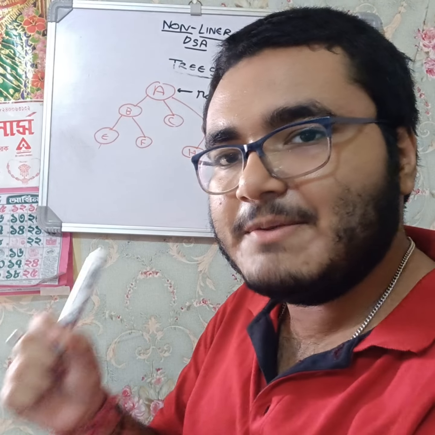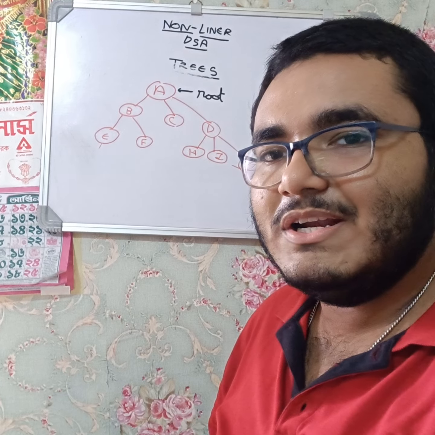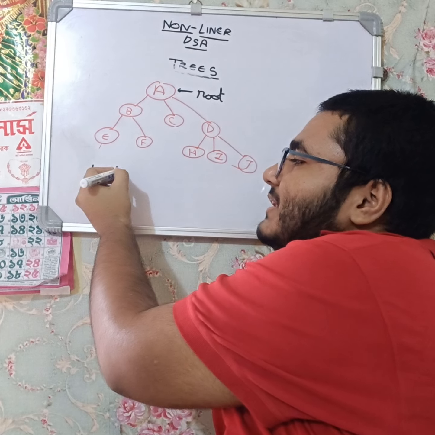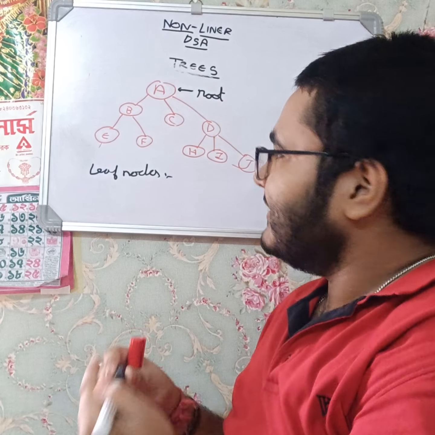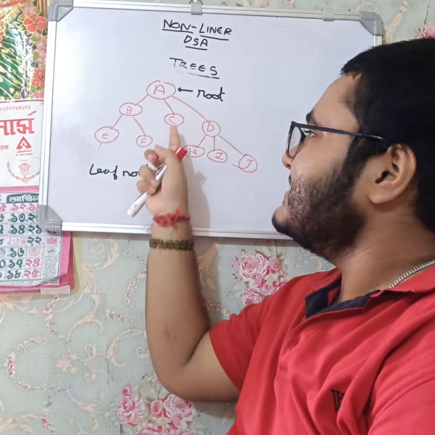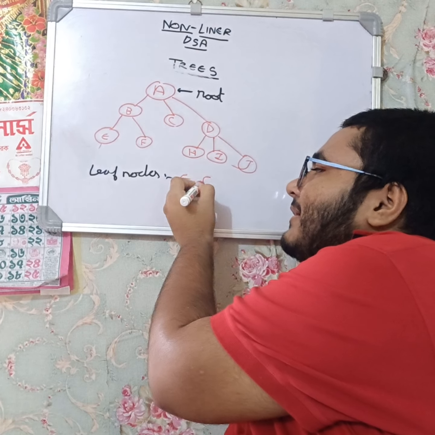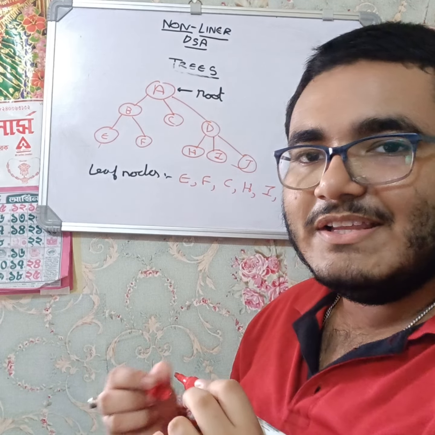And just remember, the nodes which do not have any children are called leaf nodes. So here, who are the leaf nodes? It's E, F, C, H, I, J. So these are the leaf nodes.